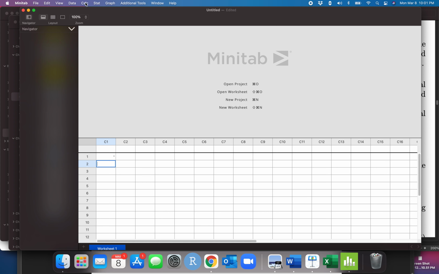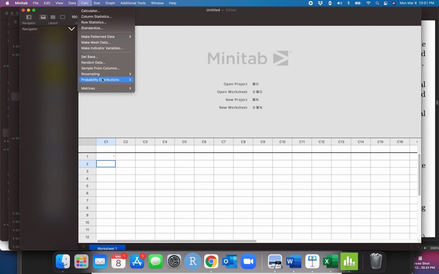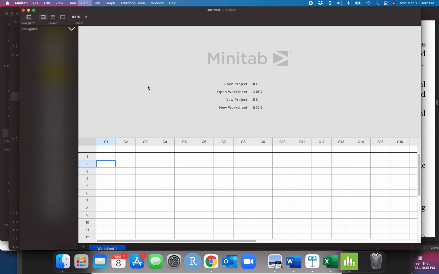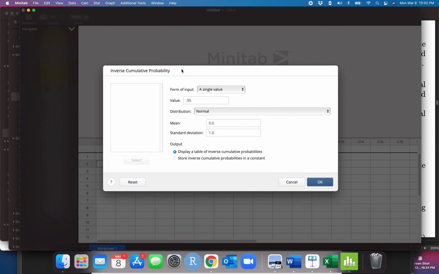I go to Calculate, Probability Distributions, and on a Mac you have these three choices. On a PC, you're going to have choices of a distribution, not of a type of probability. You'd choose normal, and then you choose inverse cumulative probability. So I have to go backwards. I have to choose inverse cumulative, and then it comes up with this window.